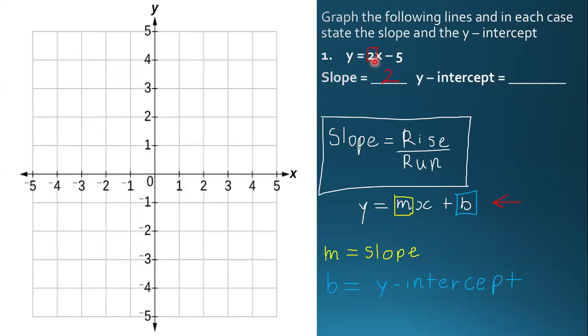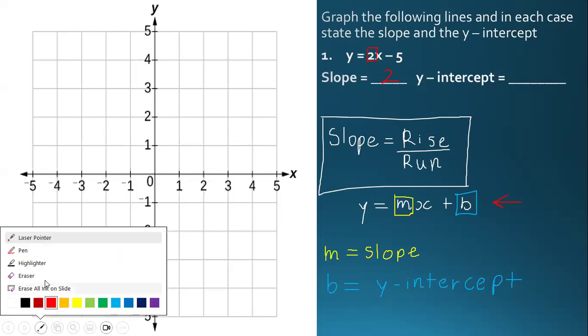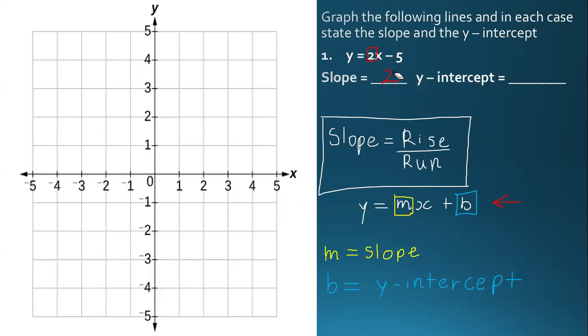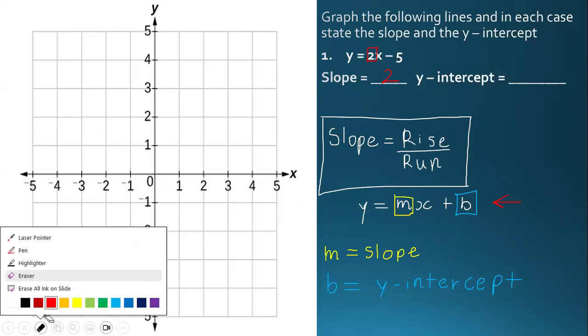What is the slope? 2. What is the y-intercept? -5. Very good. So the slope is 2 and the y-intercept is -5.